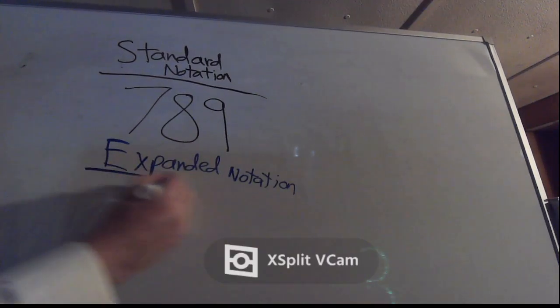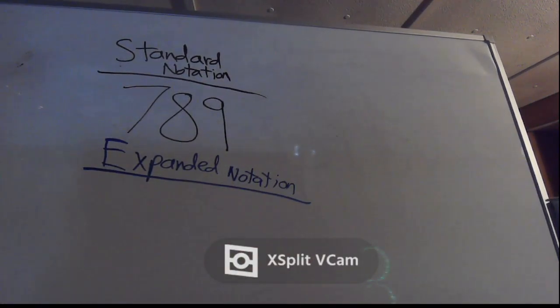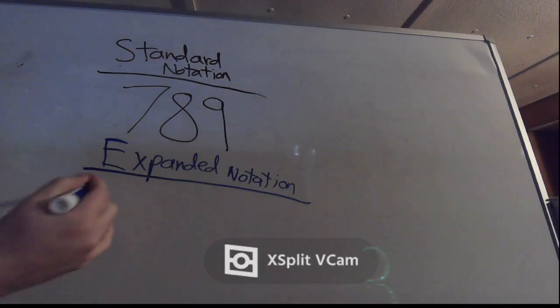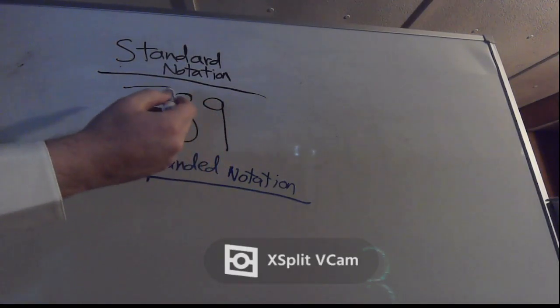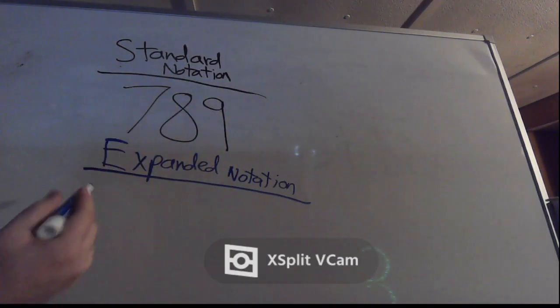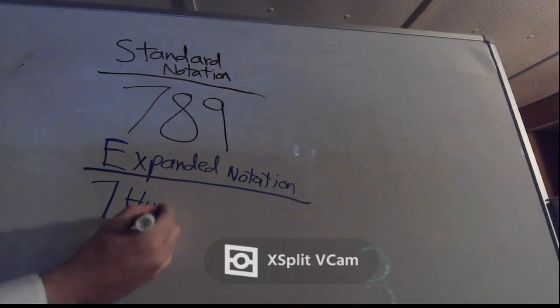Expanded notation. So, if I want to write this number in expanded notation, this is where the place value idea comes in handy. I am going to have, again, the 9s, that's in your 1s digit, 8s is in your 10s, 7s is in your hundreds. You're going to start with 700s.